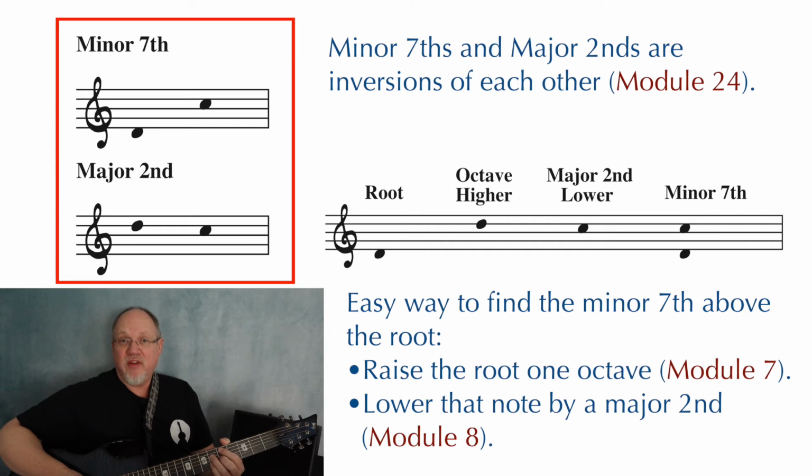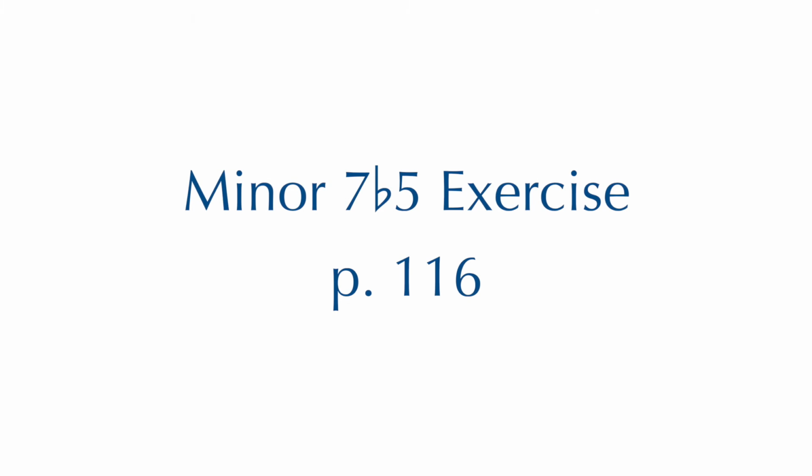Remember that minor sevenths and major seconds are inversions of each other, so a really easy way to find that minor seventh above the root is to take the root, raise it an octave, and then take that note, lower it a whole step, or a major second, and you have your minor seventh above the root.